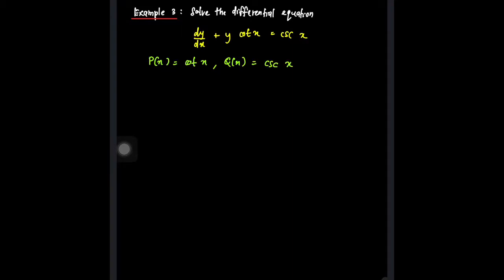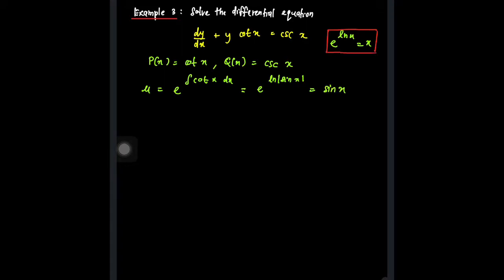Then what we need to do is find out the integrating factor. Mu is equal to e to the power of the integral of P(x), the integral of cotangent x dx, is equal to e to the power of ln sine x. We do have the property that e to the power of ln of something is equivalent to that something, so e to the power of ln sine x is equivalent to sine x.